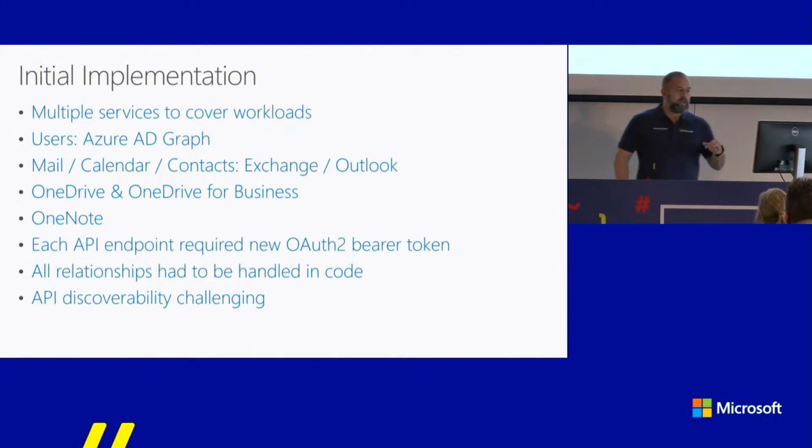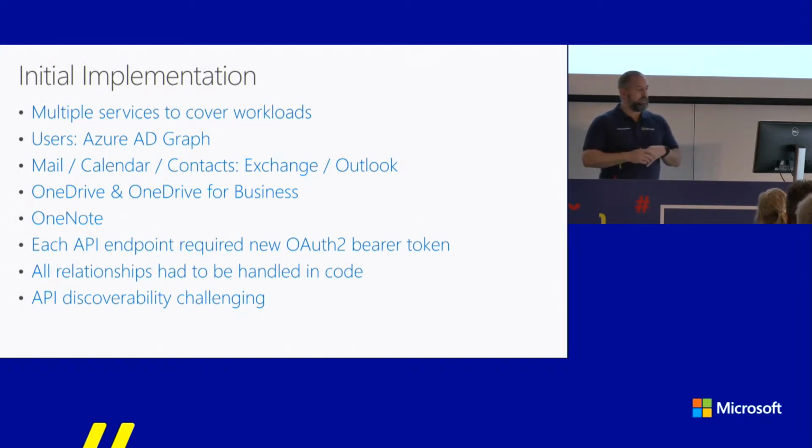With Mail, Calendar, and Contacts, that was handled by Exchange or Exchange Web Services if you've worked with those. OneDrive and OneDrive for Business, OneNote. But again, the biggest issue is that if you were going to talk to OneNote and you were going to talk to Exchange, you'd have to have a separate token for each of those. They couldn't be shared. So you were continually going out and getting those tokens instead of having a single one that could be used across all the services.